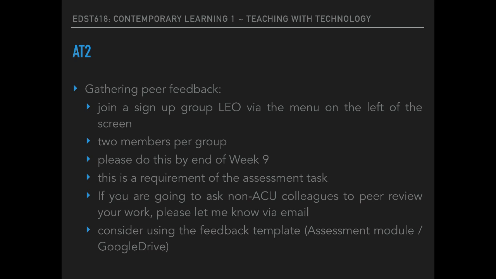So again, go into the unit, look on the left-hand side in the menu, and click on sign up groups. There are groups in there. You'll see there are 10 groups of 2 students. You need to self-select, and in order to expedite this process, rather than just one person clicking group 1 and the next person clicking group 2, start from the top. Fill in group 1 first, fill in group 2 second. If you see a spare spot in a group, join it, okay?